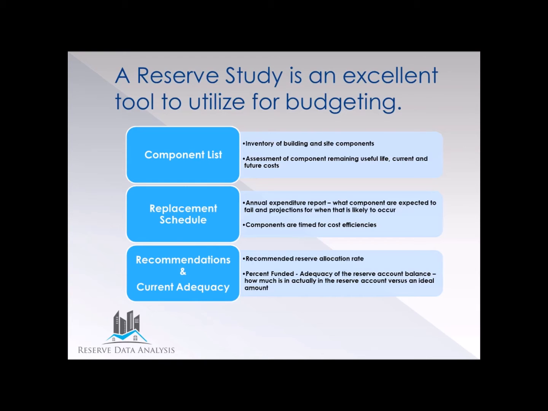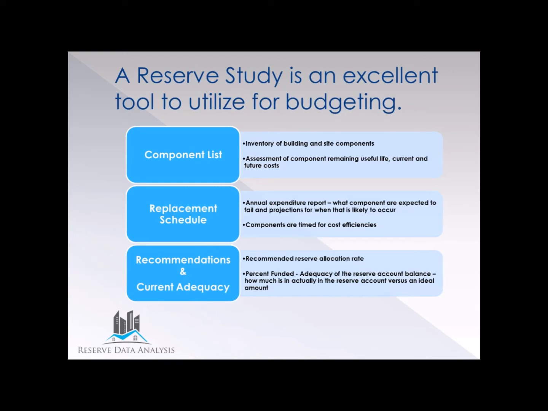And first and foremost, what we need to do is take an inventory. So we go out and we spend a day taking measurements and pictures and notes and all that good stuff to make sure that we do have a comprehensive component list. Second of all, in the reserve study is a replacement schedule. So we have a component list that we then assign useful life and remaining useful life to components. And so now we have a replacement schedule over time where we can see when projects are projected to come due.